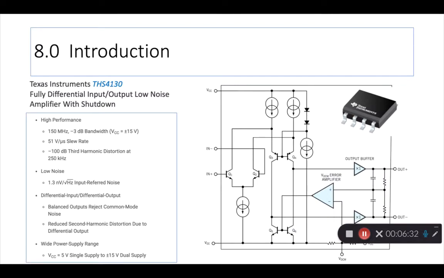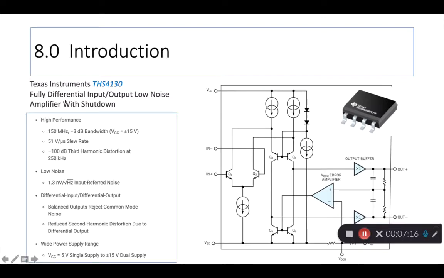Here's an example of an actual IC, which is a Texas Instruments THS4130 fully differential input output low noise amplifier. Q1 and Q2 form your basic differential pair. The other transistor pairs here help with increasing output impedance and so on. These symbols represent current sources. All that put together in an 8-pin package from Texas Instruments looks like this, and you can buy this for a few dollars.